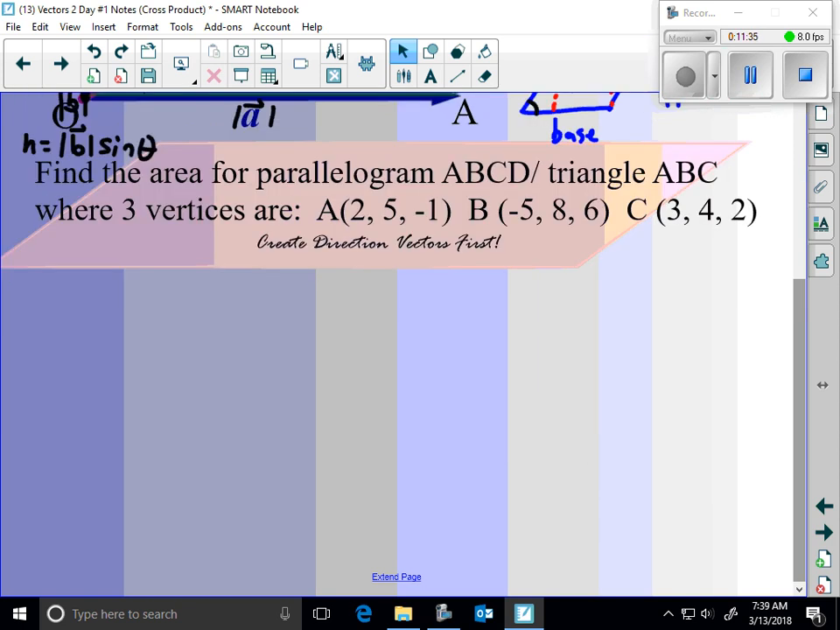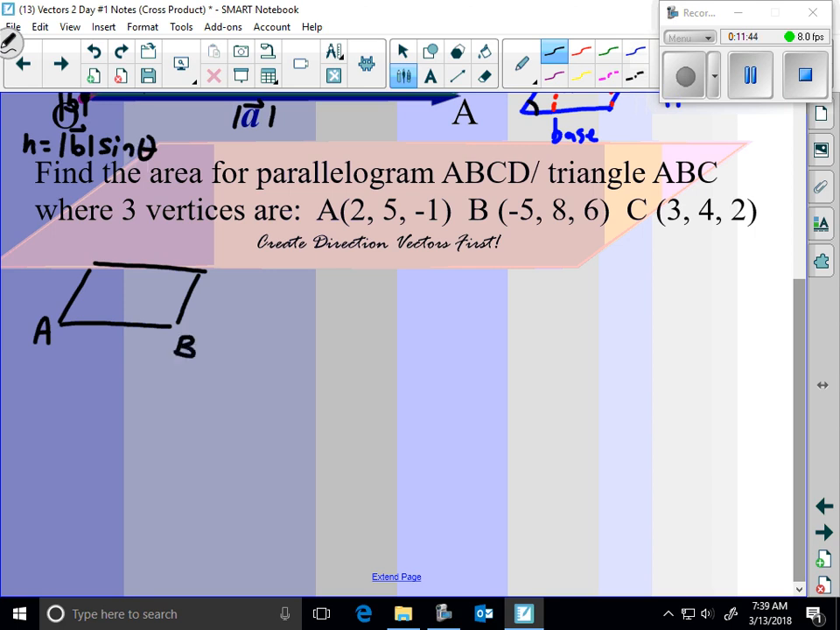So here we go. Find the area of the parallelogram ABCD. Okay, so let's just say ABCD looks like this. Let's go like this. And I'm given A, B, and C. I want to move my C and my D around here. So let's say I see this parallelogram ABCD, and I know these points A, B, and C.